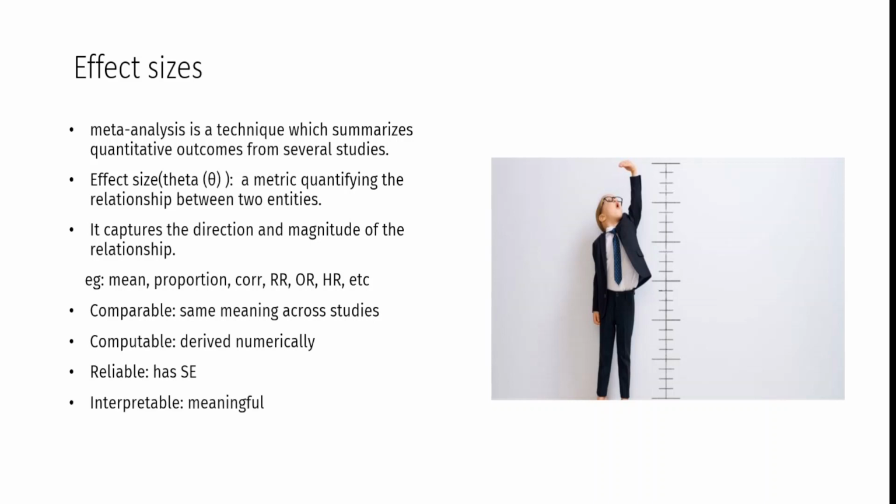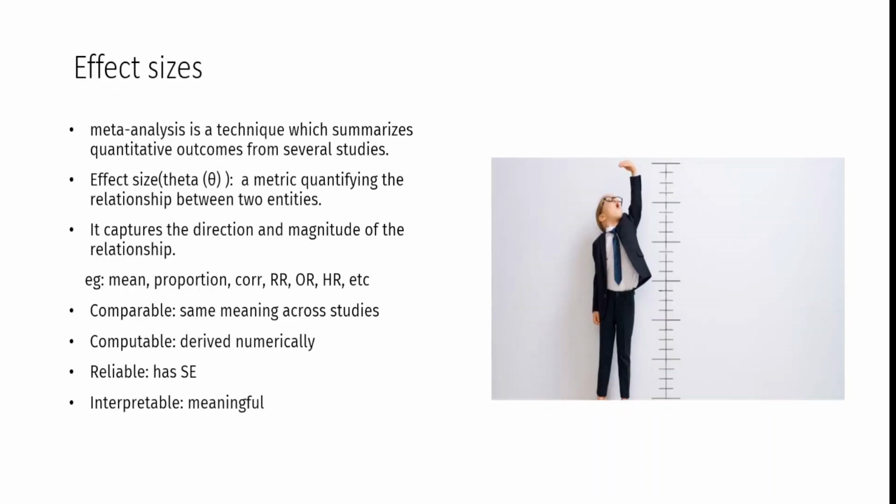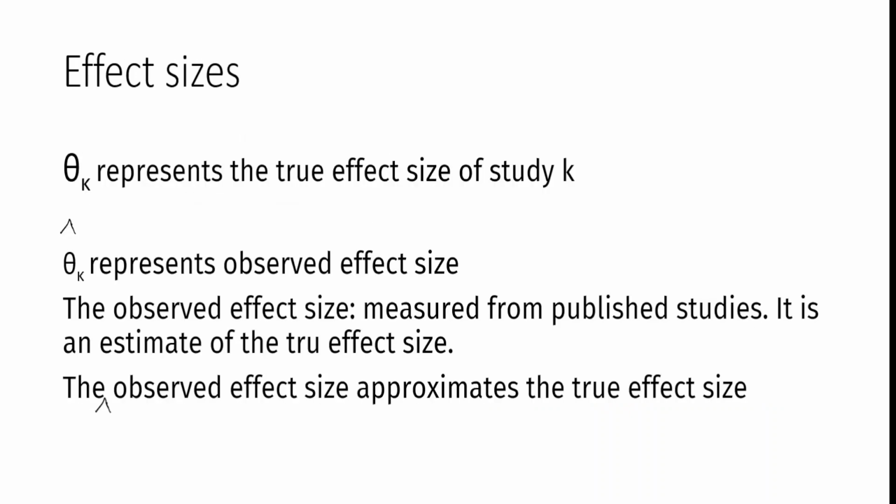Another important characteristic of effect sizes that you need when you combine them in meta-analysis is that it should be interpretable. It should be meaningful. When you talk about mean or odds ratio, what does it mean? It has to have some kind of meaning attached to it. So these are some of the most important characteristics of effect sizes. And next I will talk more about effect sizes.